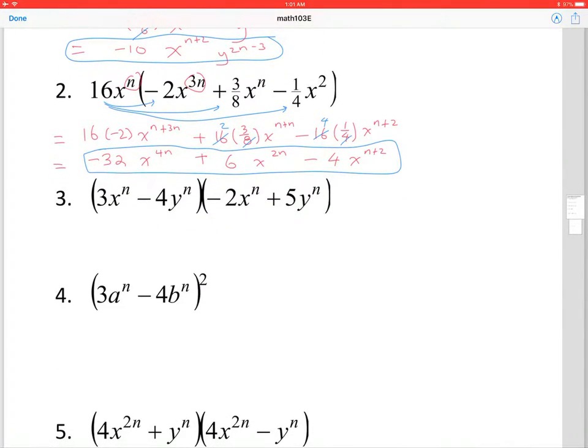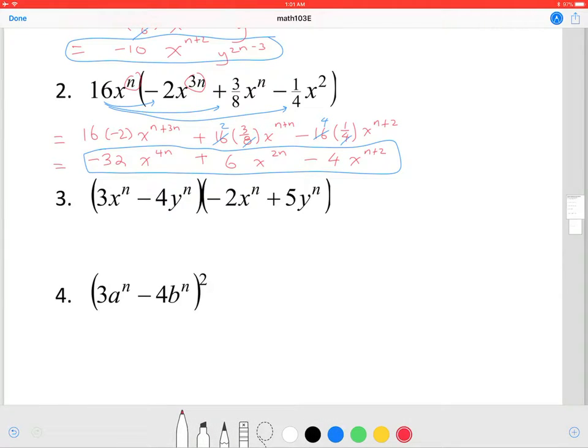Okay, number 3. As you can see, it's a binomial times binomial. Of course, anytime we see binomial times binomial is what we call FOIL. All right, I don't really do FOIL. The way I do binomial times binomial is just this. You distribute each term from the first binomial to the second binomial. All right, let's see what we get.